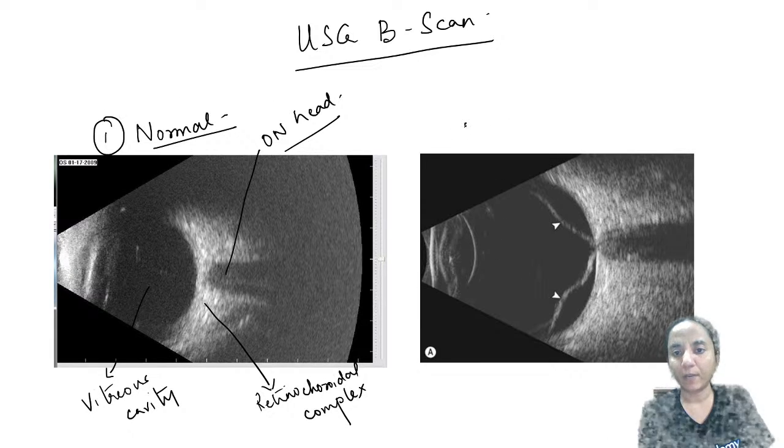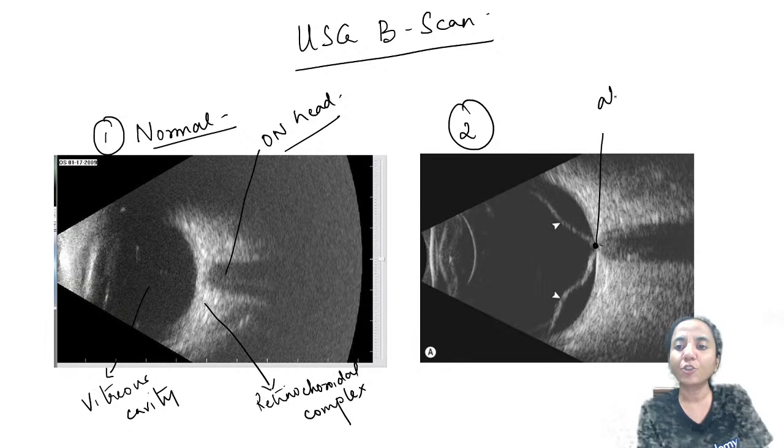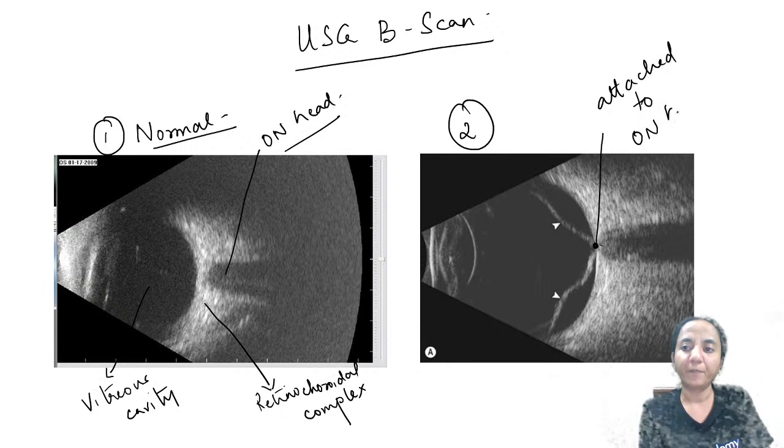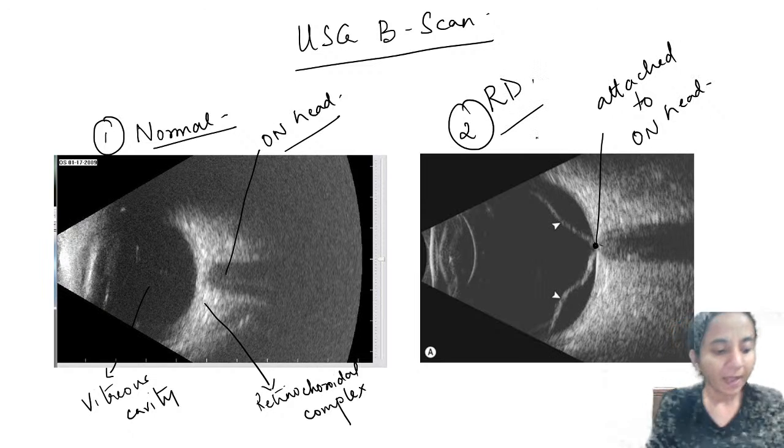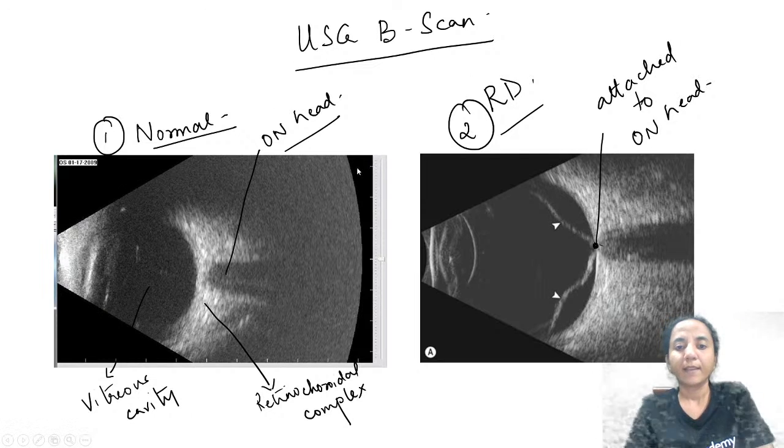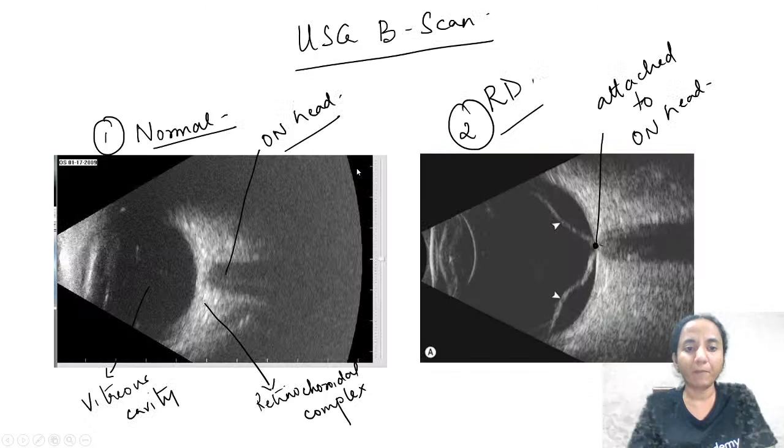Now in this picture that was given to us, you see this kind of a membranous detachment. And if you look, this is attached to the optic nerve head. See, it is attached to the optic nerve head. So this is a retinal detachment. This is RD.